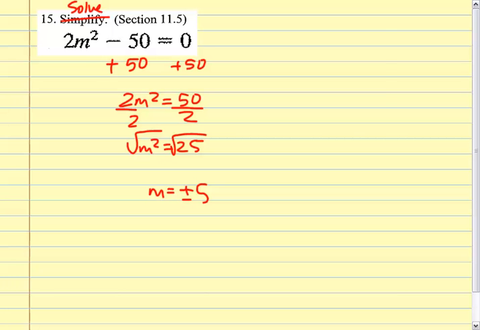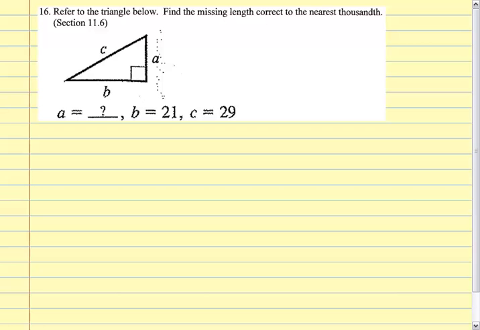All right. Duncan, help me out on this one. It says refer to the triangle below. There's the triangle below. Find the missing length correct to the nearest thousandth. So we're going to round it with 3 decimal places. Okay? So what should we do? I did 29 squared minus 21 squared. Where are we starting now, Duncan? What are we using? What are we working from?